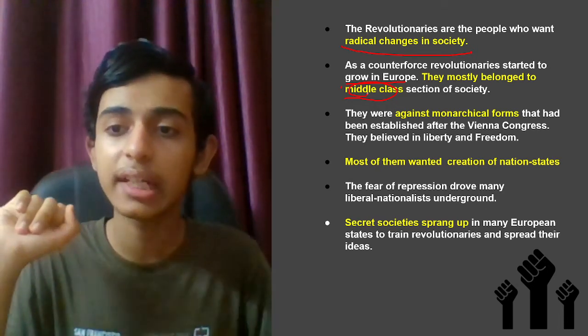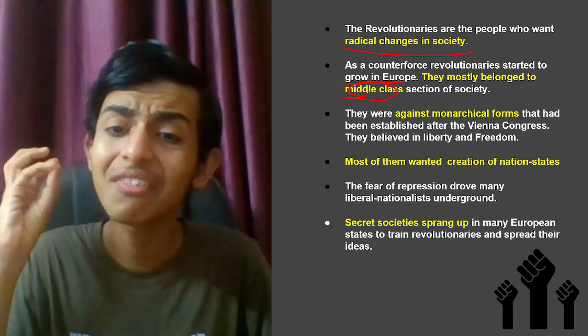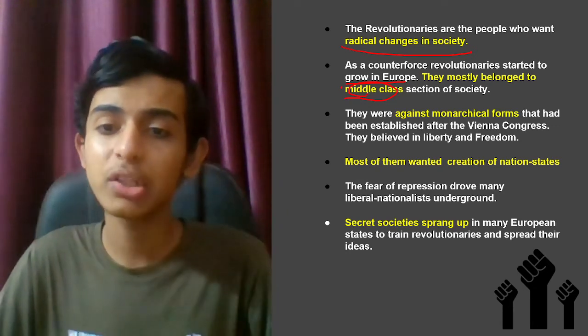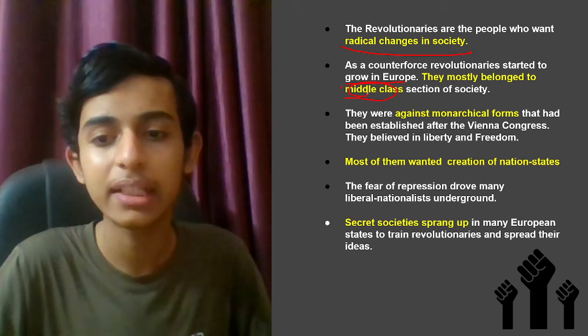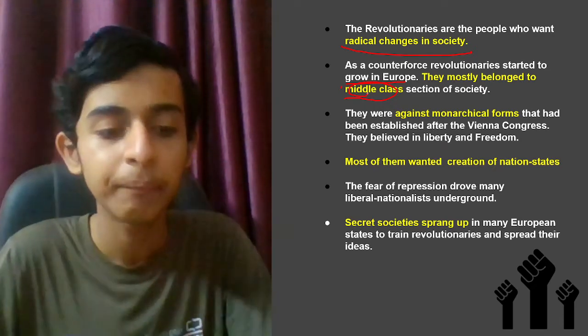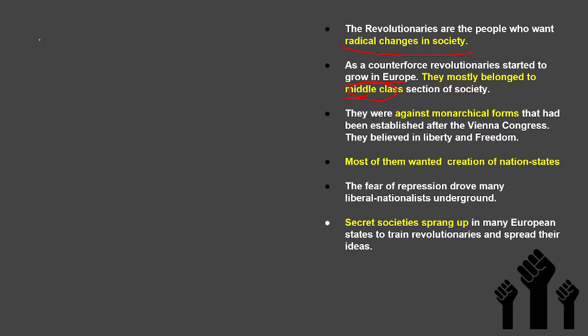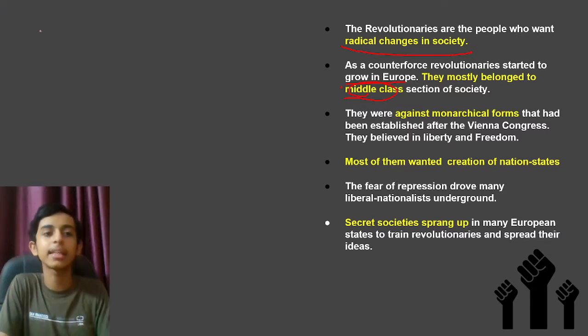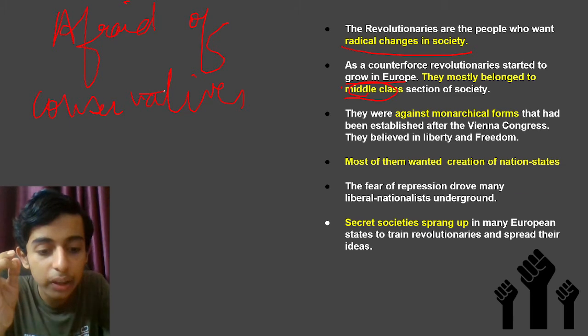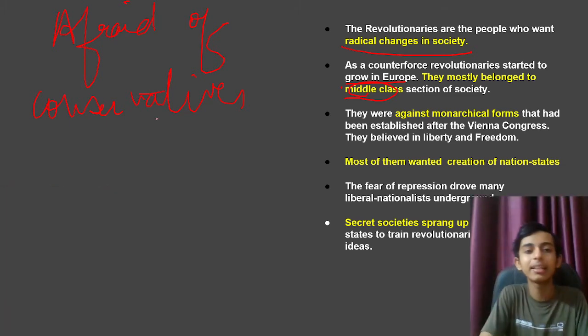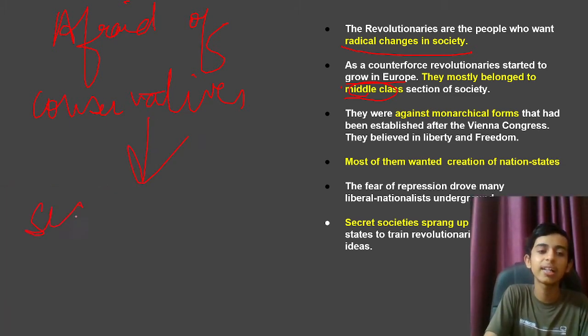Most of them wanted creation of nation states. As you know, nation states were very important for them. The fear of repression drove many liberal nationalists underground. Secret societies sprang up in many European states to train revolutionaries and spread their ideas. Now, what you have to understand is that during that time, they were afraid of conservatives, because the conservatives could do anything to them. So that is why they started forming secret societies.